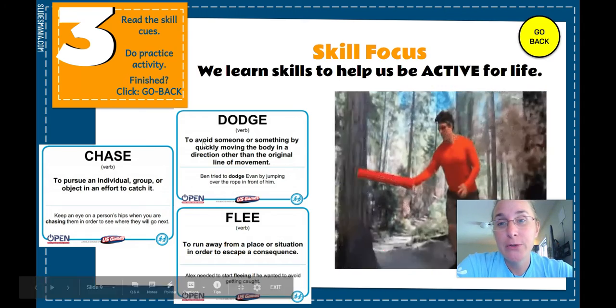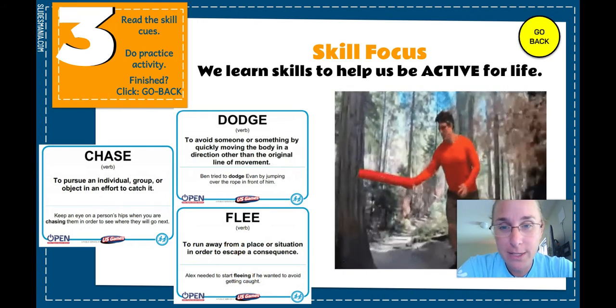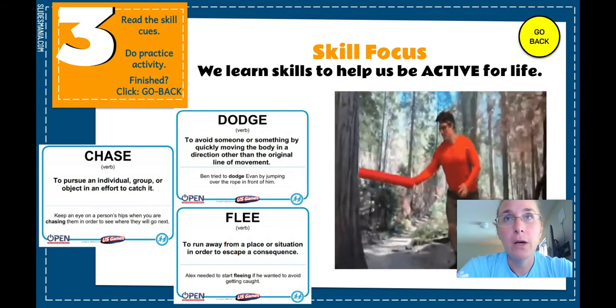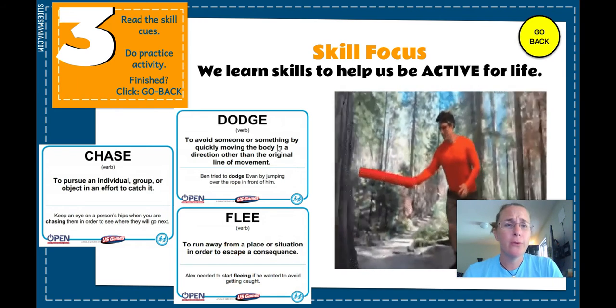So moving up to the next skill is dodge. I'm not talking about the car or type of car, but I am talking about the skill. It says to avoid someone or something by quickly moving the body in a direction other than the original line of movement. A lot of people want to call this a juke. So a quick step or movement to move away from someone or something. So those are the skills that we will be doing.